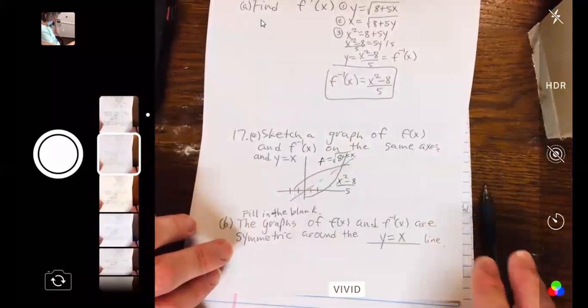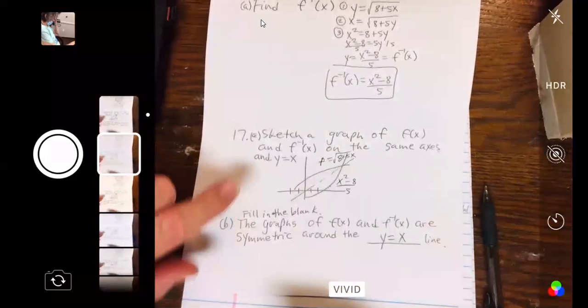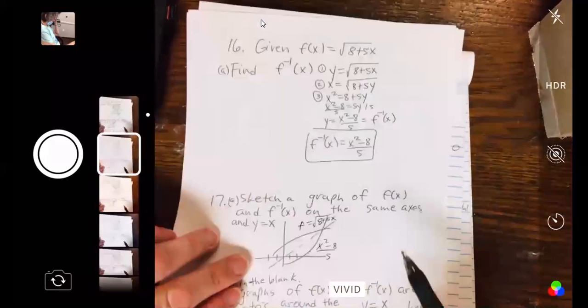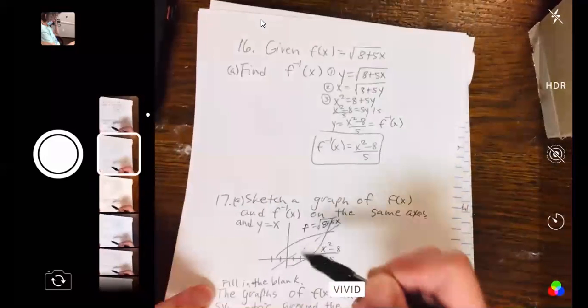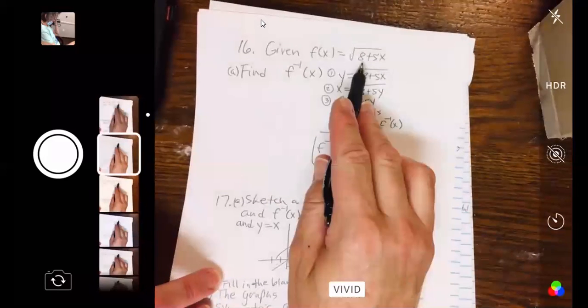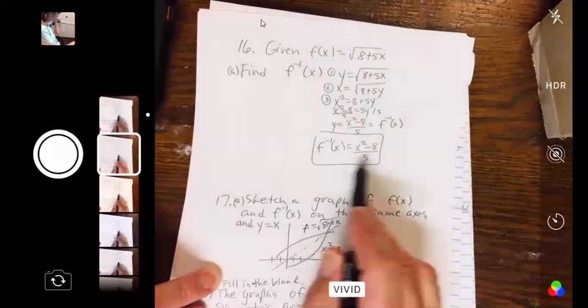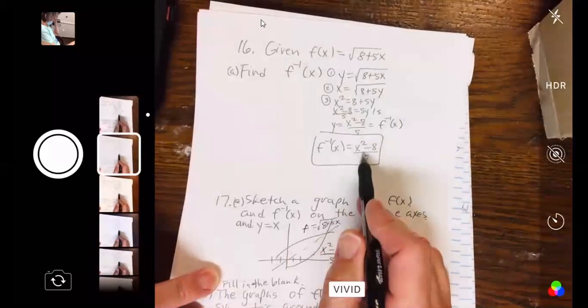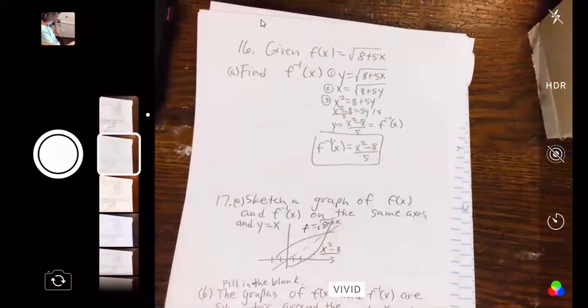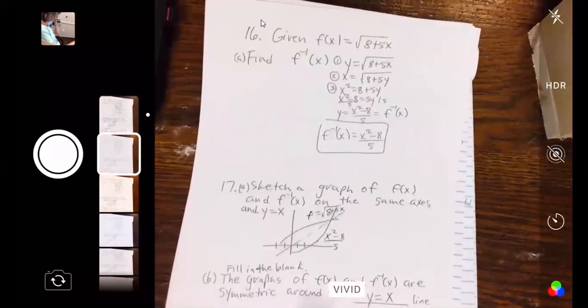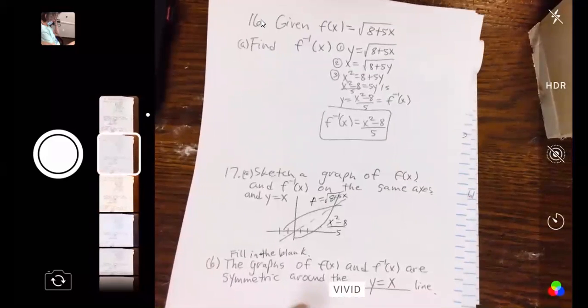Oh, so you got it from 16A, because I thought that there were different questions. Yeah, I probably should have said refer to 16, but I'm using f from 16. f is square root of 8 plus 5x. So you just plugged it into the calculator? That's correct. Plug both of those in the calculator. Okay, and I can do that.